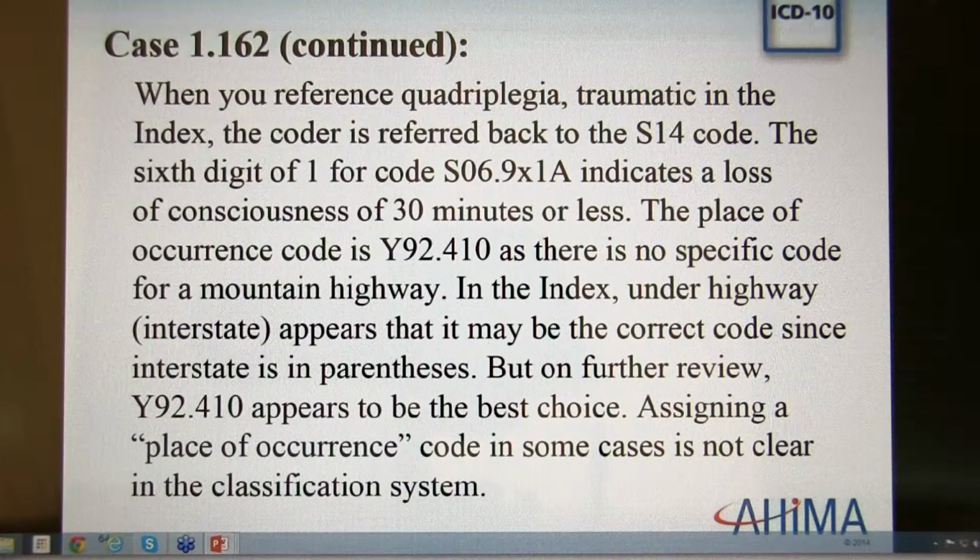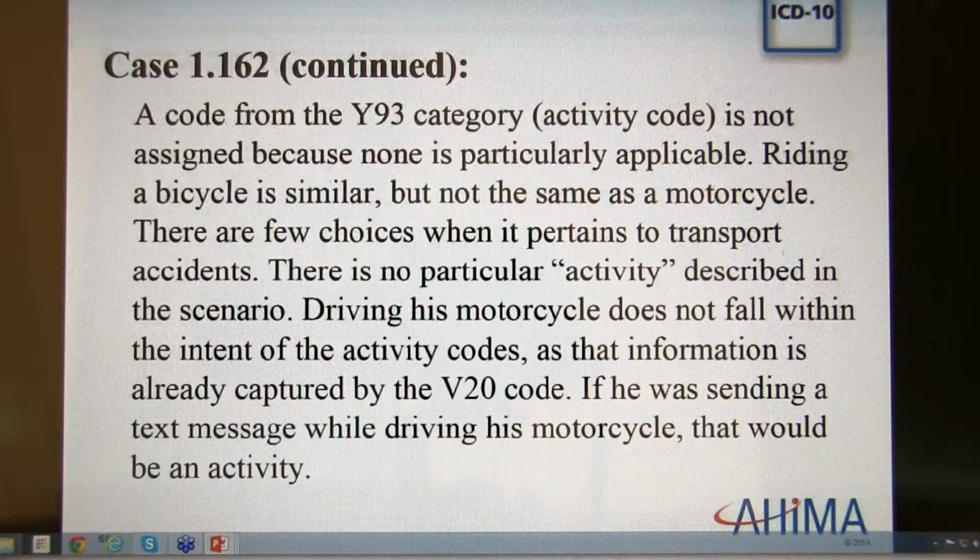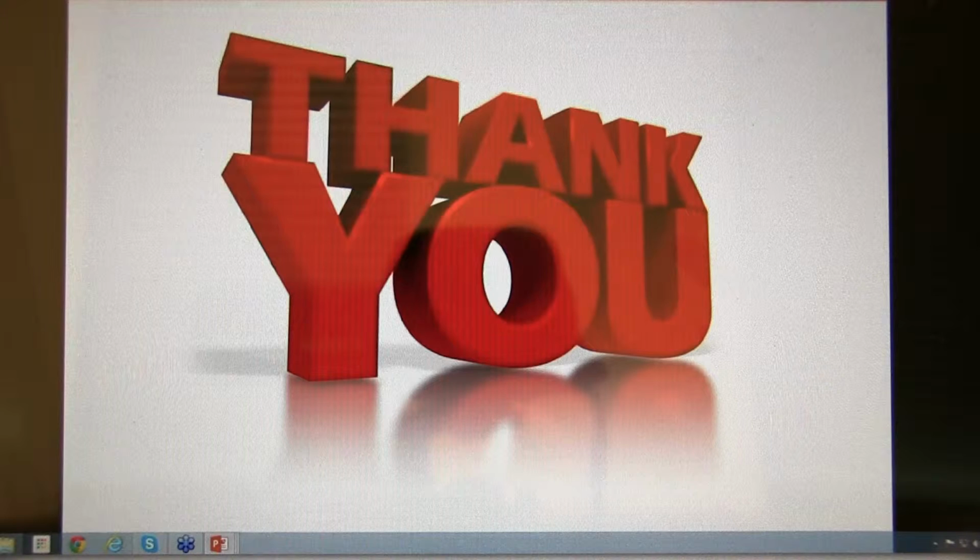Our activity code is not assigned similar to the car accident or riding a bicycle. It's implied that if you're on a motorcycle as the driver, that you are driving, and that's what you were doing when the accident occurred. We don't have to further define that. Unlike if you fall or trip, we might be defining what you were doing when that happened, like rollerblading or walking or running. And with that, we will be concluding tonight's presentation.